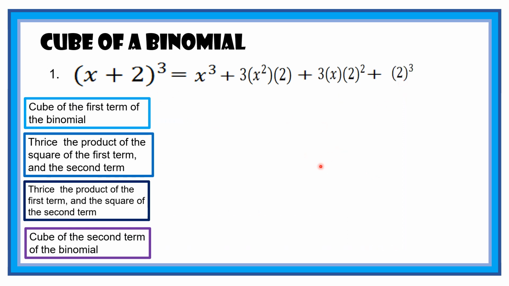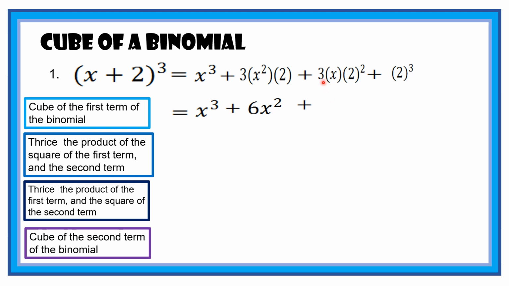So we will now simplify. So we have x cubed. Then 3 times x squared is 3x squared times 2. So we have 6x squared.